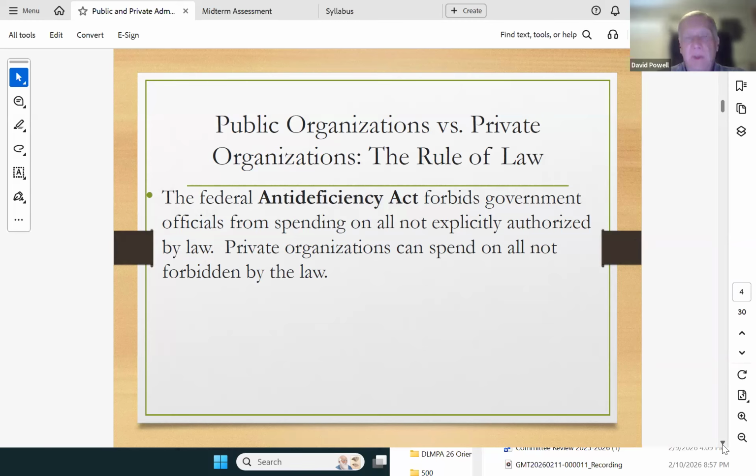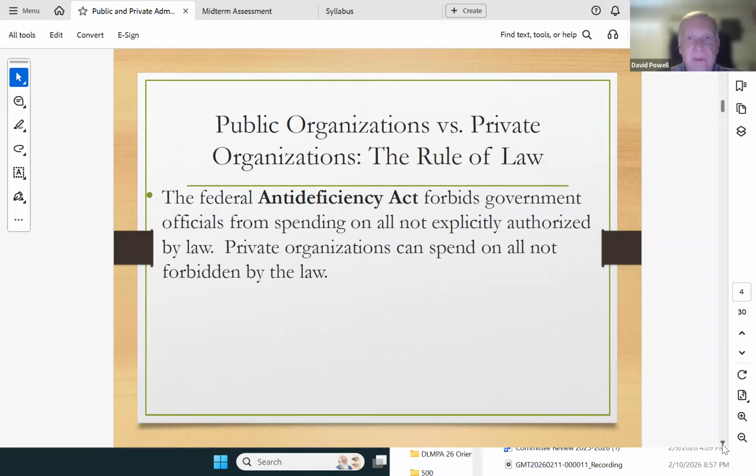So we in a public organization can only spend appropriations on what we are legally allowed to spend that money on. By contrast, private organizations can spend on pretty much anything they want as long as it's not forbidden by law. So ours has to be permitted by law. Private sector can do anything they want as long as it's not forbidden by law. So we operate within much stricter parameters in terms of how we spend our money and how we do our jobs as compared to the private sector.